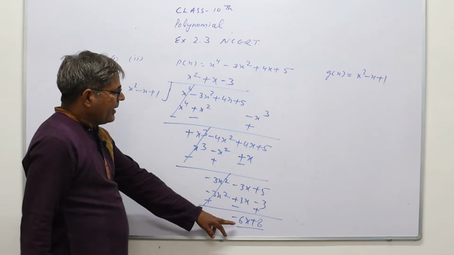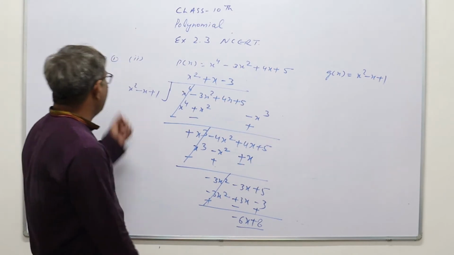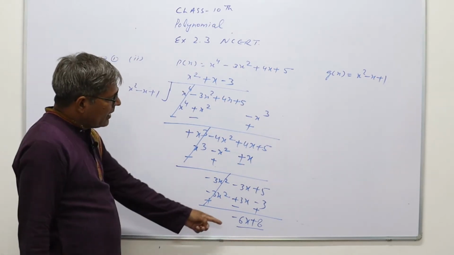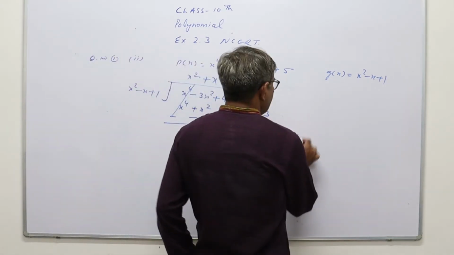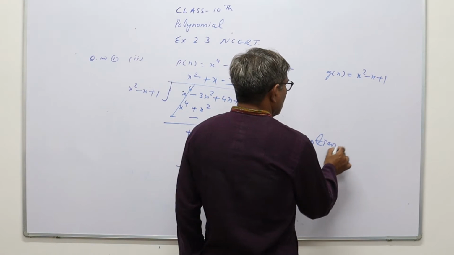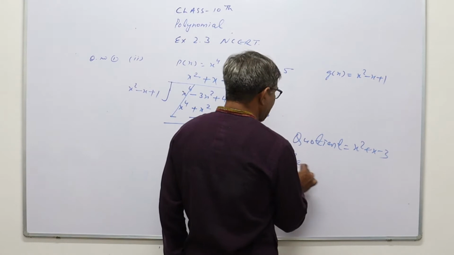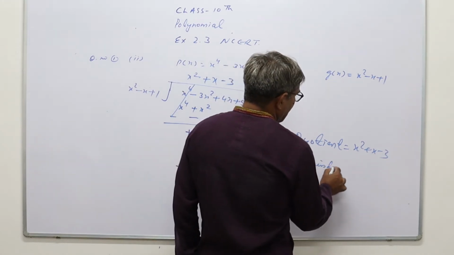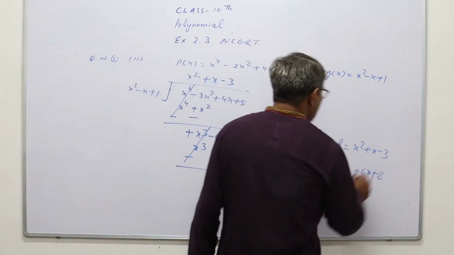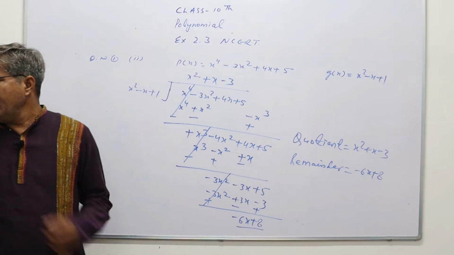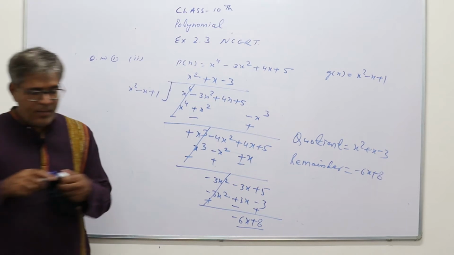Here see, this is the remainder because the degree of the remainder is 1 and the degree of the divisor is 2. So now the next division is not possible. So here the quotient is equal to x square plus x minus 3 and the remainder is equal to minus 6x plus 8. So in this way we can divide the polynomial px by the polynomial gx.